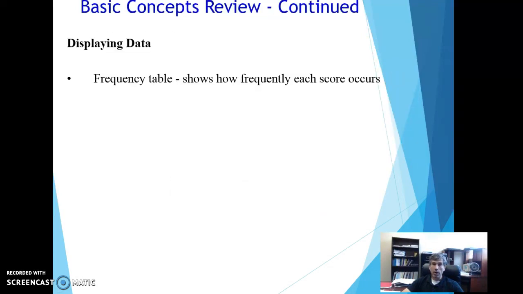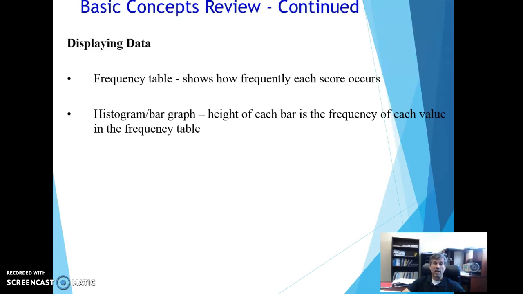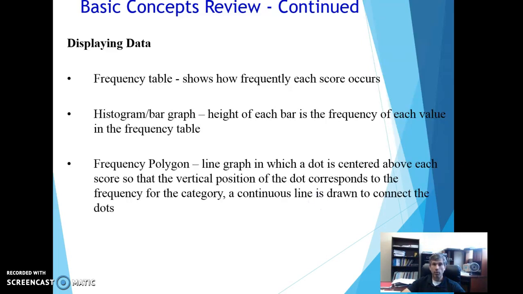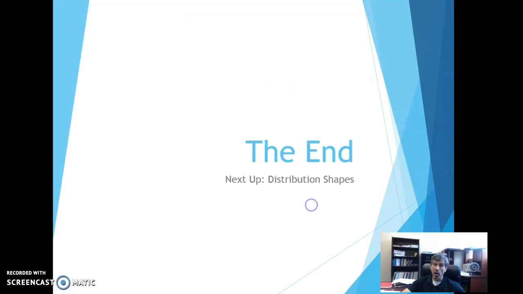So, to review, again, you now know how to make a frequency table, which is a basic way of organizing scores by frequency. We can make histograms and bar graphs. The height of each bar is how common or uncommon each value is from that frequency table. We can make a frequency polygon where we do the same idea, but instead of making bars, we make dots, and then we connect those dots. We're going to be seeing a lot of frequency polygons, and that's going to start with our next section on distribution shapes. Really important, again, piece of this first unit. I will see you there.